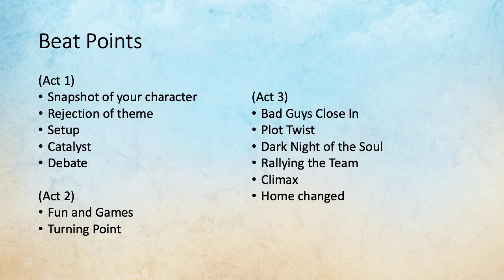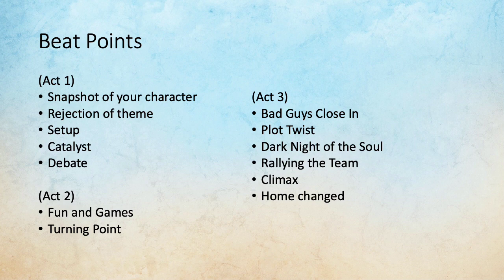I will go into each of these, but here is just a quick overview of the beat points. In Act 1, you have just a snapshot where you show your reader who your character is, what they like to do, but specifically what lesson they have to learn, and that will be shown when they reject the theme. And then there will be this setup period that leads up to the catalyst or the inciting incident that thrusts them out of Act 1 and on to starting their emotional or physical journey. Sometimes there's a debate before Act 2, sometimes there's not.